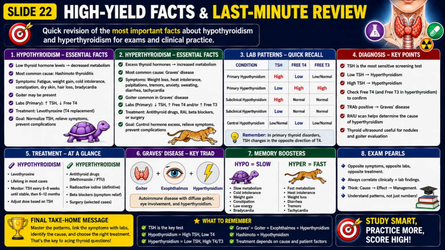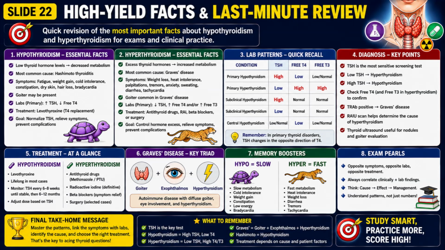The thyroid gland produces T3 and T4 hormones, which regulate metabolism, growth, energy production, and normal body function. Any imbalance in these hormones leads to thyroid disorders. In hypothyroidism, thyroid hormone production is reduced. This causes a decrease in metabolic activity and results in symptoms such as fatigue, weight gain, cold intolerance, constipation, dry skin, and slowed body functions.